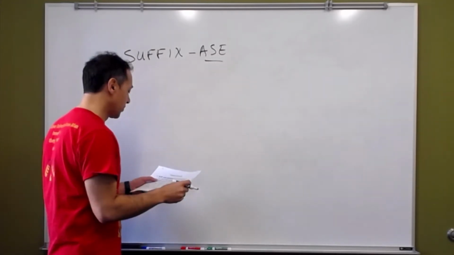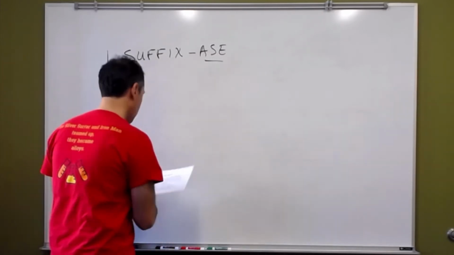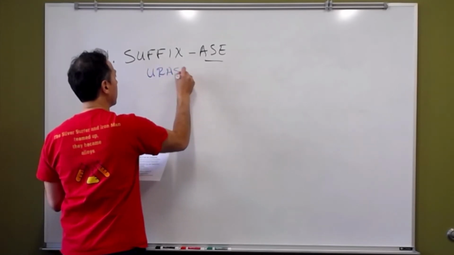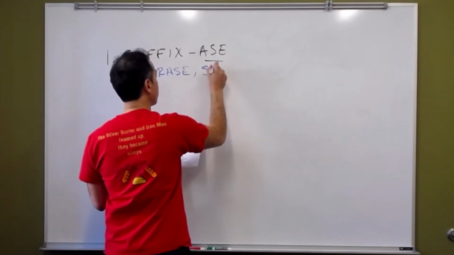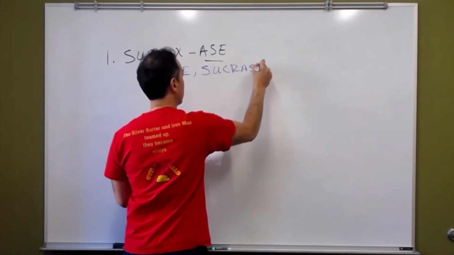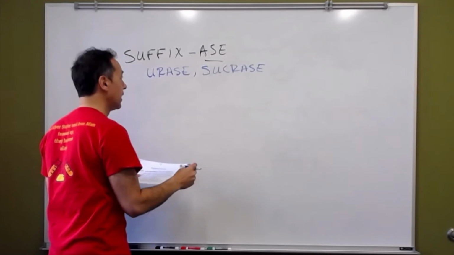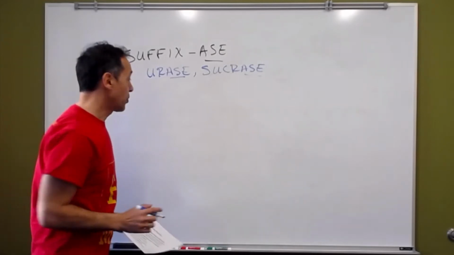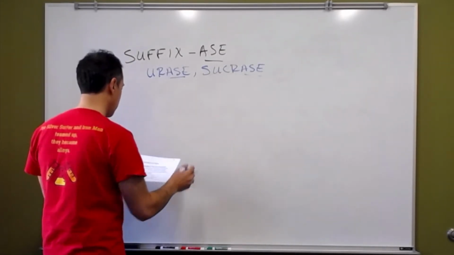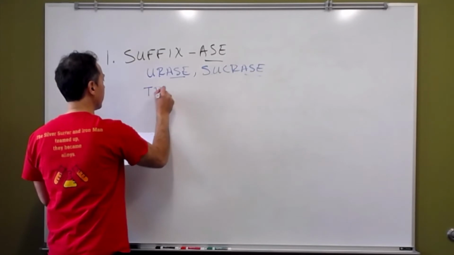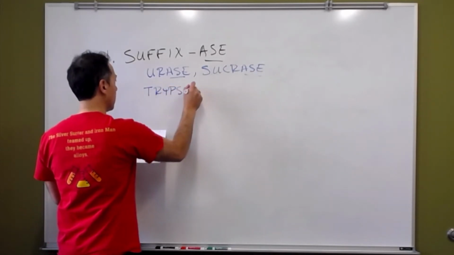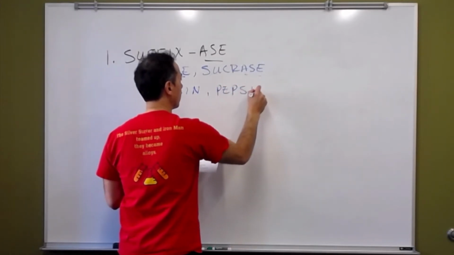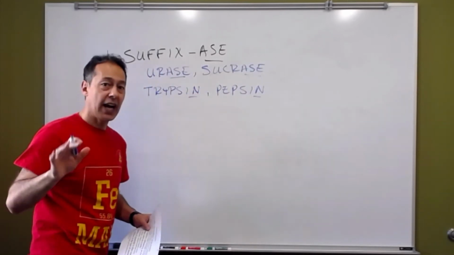Some examples of this might be urase, or sucrase, and they all end in -ase. Now, of course, having said that, there are some exceptions to the rule. Enzymes such as trypsin and pepsin end in the -in ending.